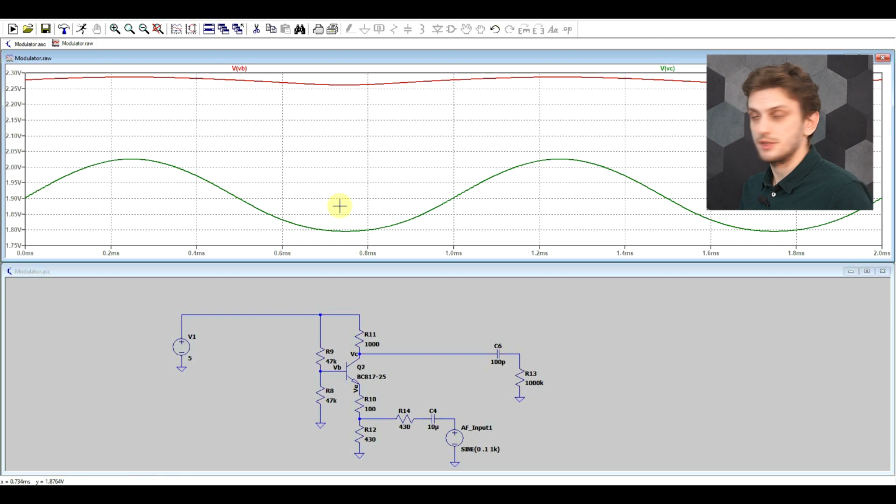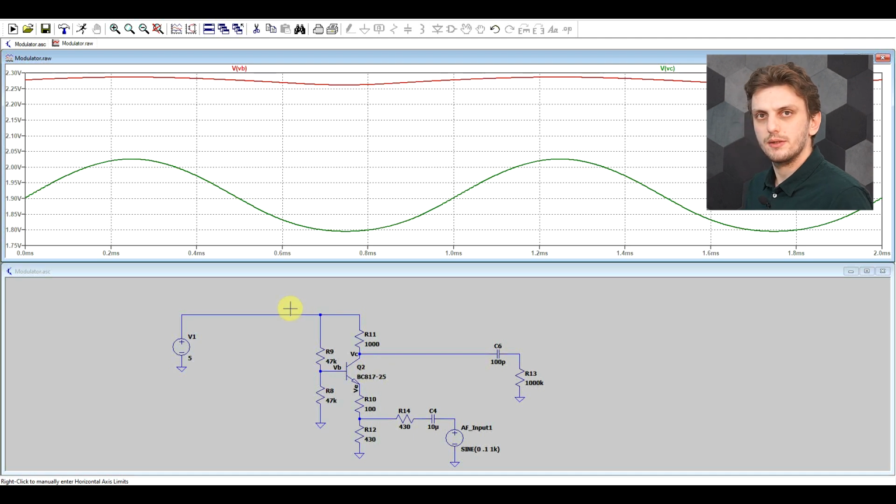So it almost doubles. And this is important because this collector base voltage has direct impact on the collector base capacity, which will influence the high frequency gain of the transistor and therefore the input impedance of this stage.